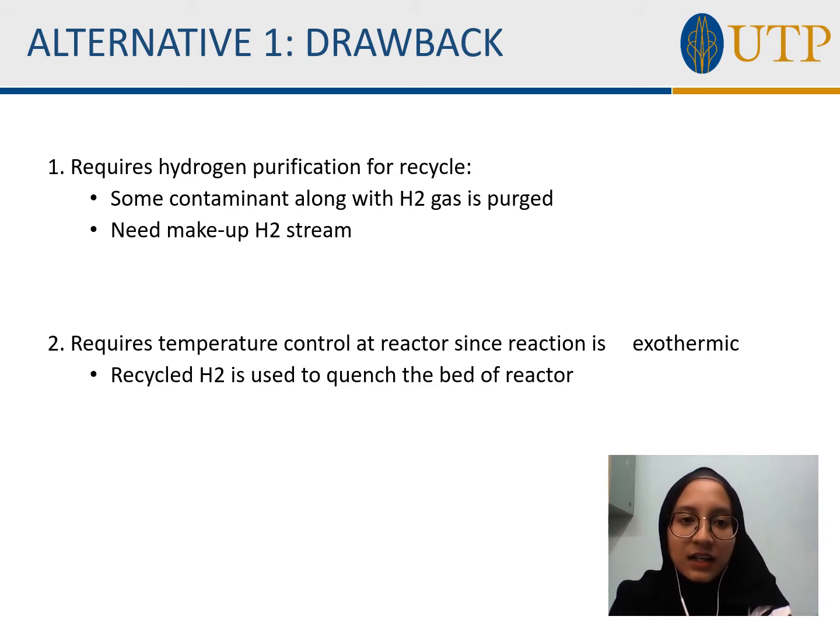Secondly, it requires temperature control at the reactor because this reaction is exothermic. Exothermic means the reaction releases some heat. So some of the recycled hydrogen is used to quench the bed inside the reactor to lower the temperature as heat is being released during the reaction.